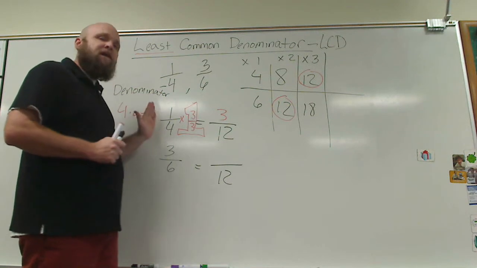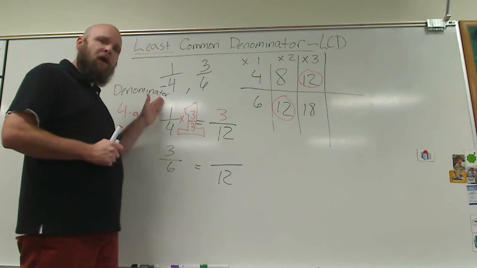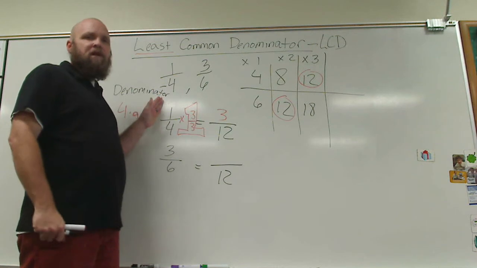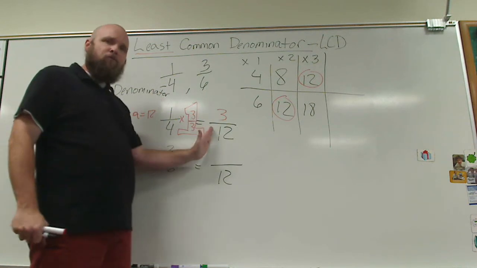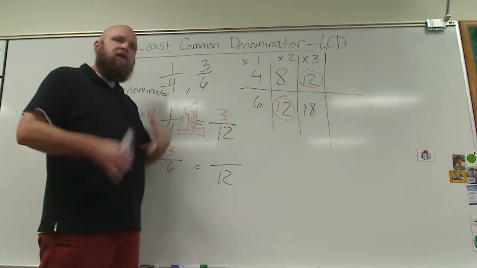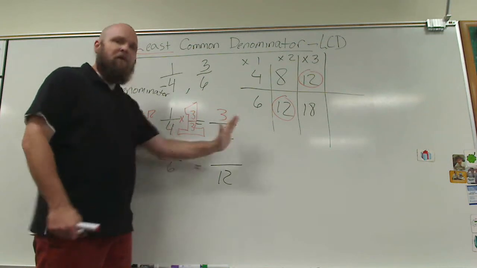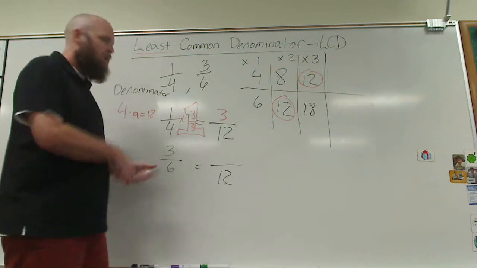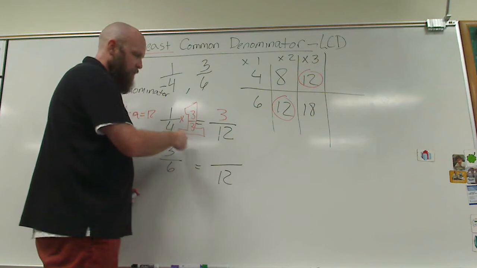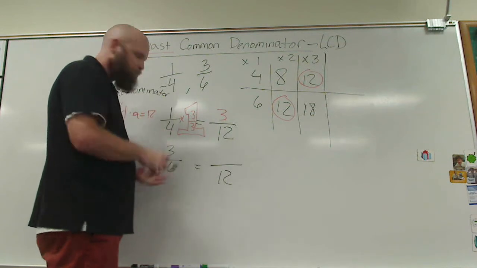If I gave you a test that had 4 questions, you only got one of them right, you were going to get a 25%, same value. If I gave you a test that had 12 questions and you got 3 of them right, you're going to get 25%. Same value, exactly the same. So I'm not changing the value of the fraction, I'm just changing how it's written.